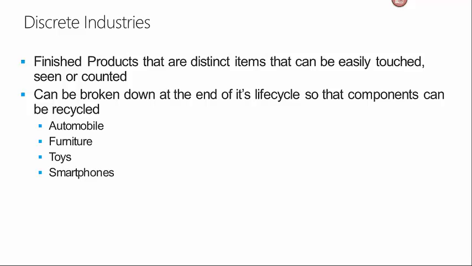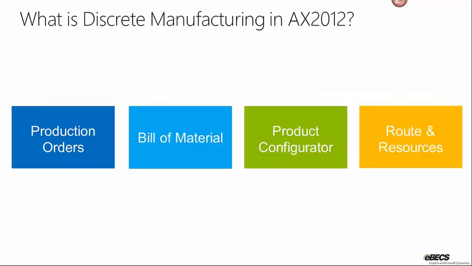Other types of industry would be furniture, toys, and smartphones. These are all things that we would think of as discrete businesses. So specifically in AX, what's discrete manufacturing? When we come to actually use discrete in Dynamics AX, we use production orders. Production orders are what we actually use to produce either our semi-finished or finished goods.